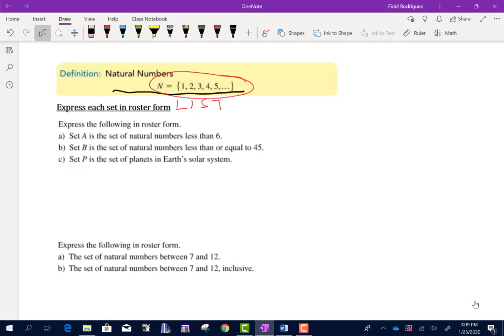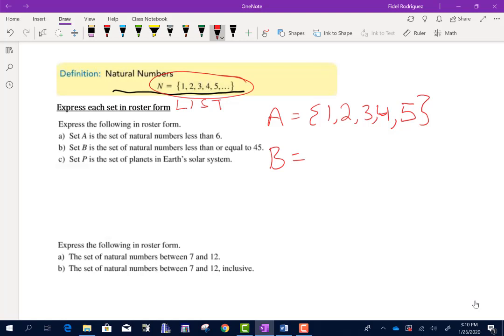All right, so let's take a look here. The set of the natural numbers that are less than 6. Okay, so it's going to be my set A. Now, if they're going to be less than 6, so we know they're going to start like this. 1, 2, 3, 4. Now, less than 6, I would have to stop here because 5 is the biggest number that's smaller than 6. I couldn't put 6 itself because it has to be smaller than 6. Okay.